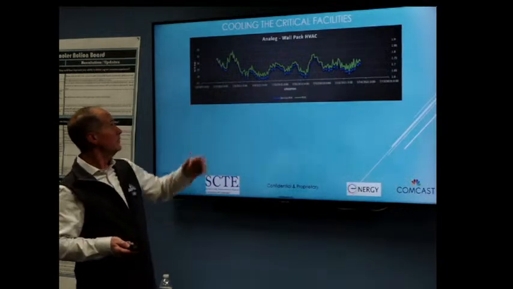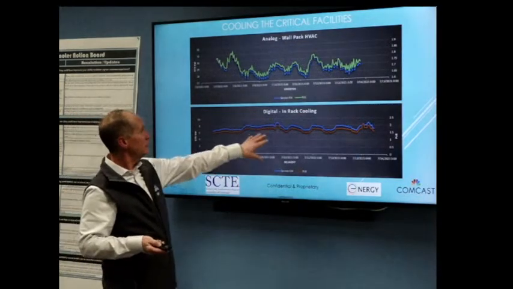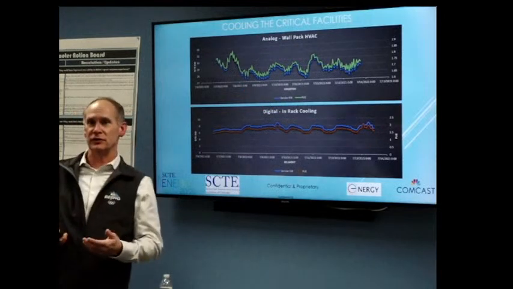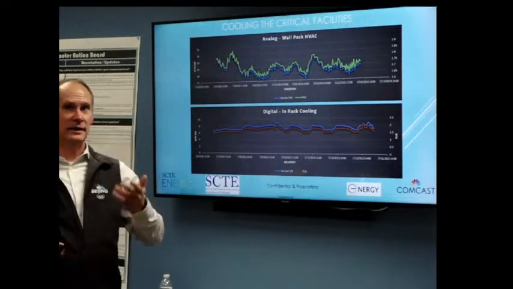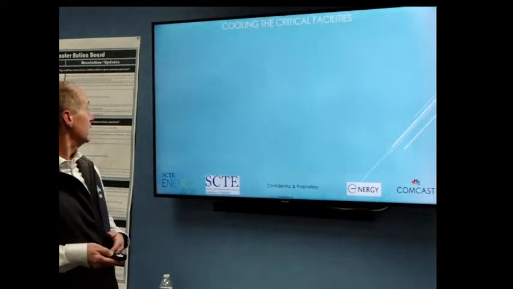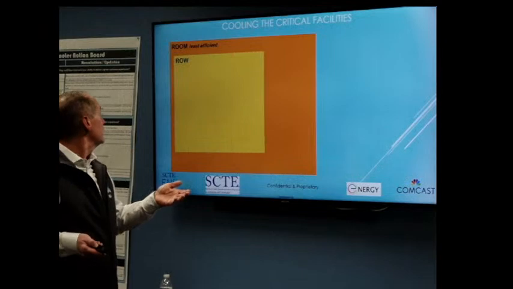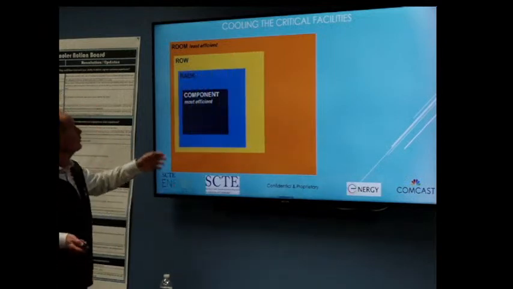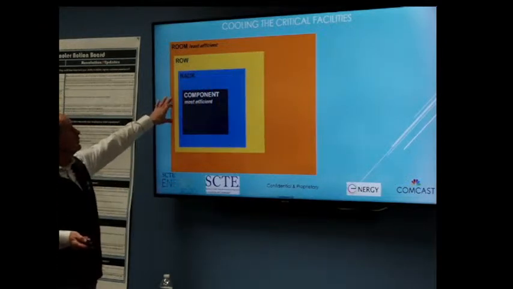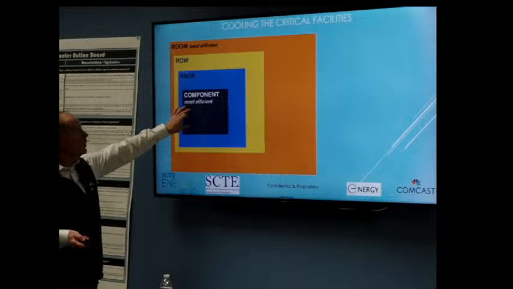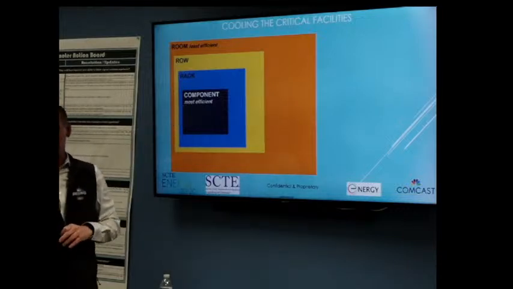Now, it does get you to an energy savings. Digital is better than analog, as we all know, and it saves you energy. Energy saves you money. So that is how we would formulate looking at cooling in the critical infrastructure space. Talking through it a little bit more, and we'll just flash forward through this. You've got room, which is your least efficient structure of cooling. Row, which is better. Rack is good. Component level is most efficient and effective.